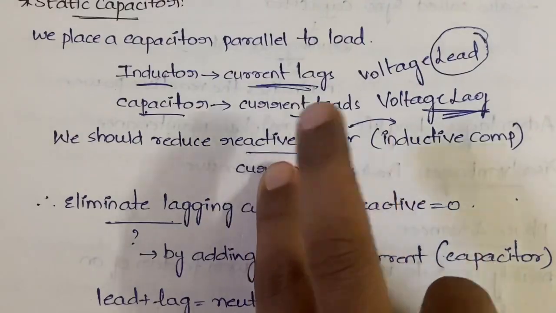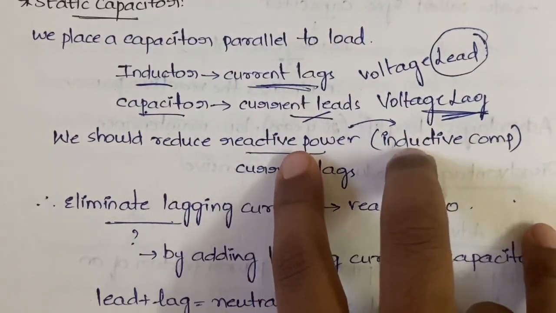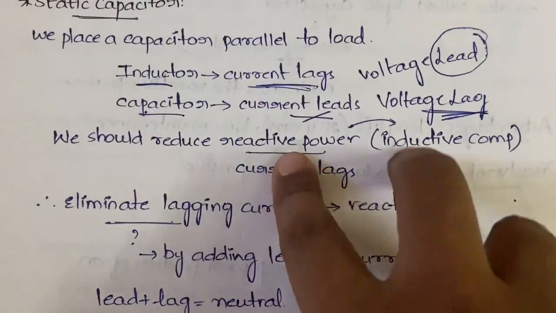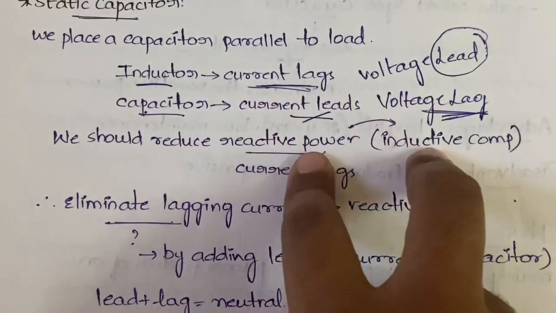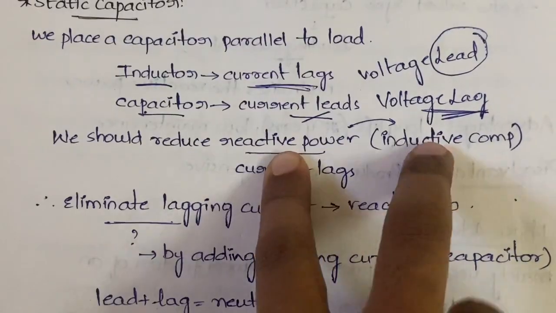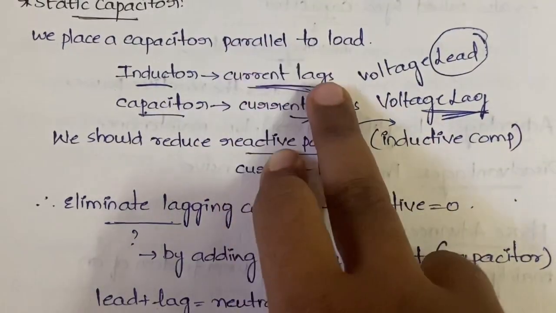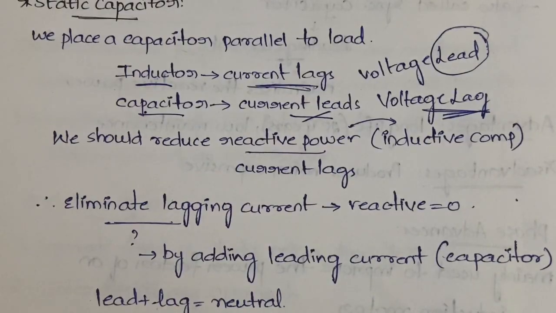So this reactive power is an inductive component. It is not a capacitor component. In an inductive component, what is happening? Current is lagging. So obviously in reactive power, current is lagging. Since in an inductor current is lagging, here also the current will be lagging. So we are having some lagging current in the inductor.